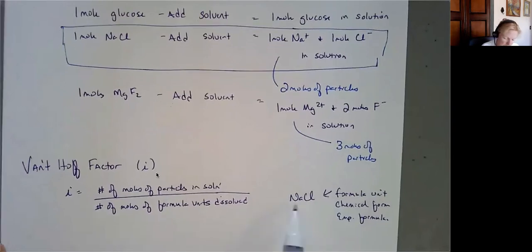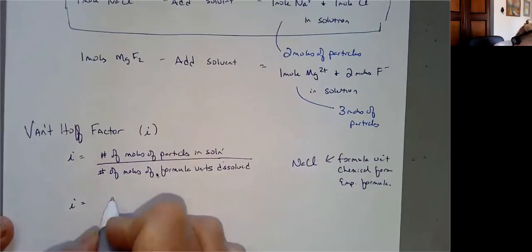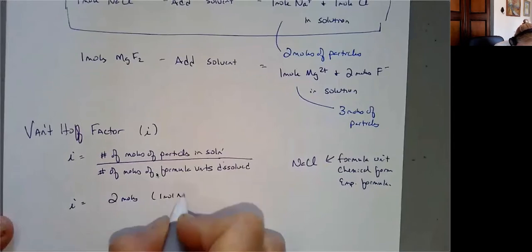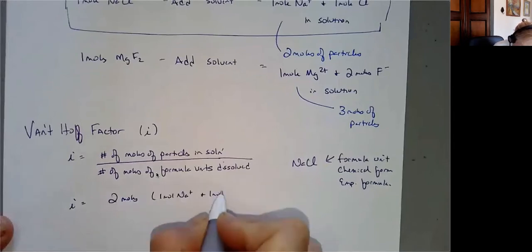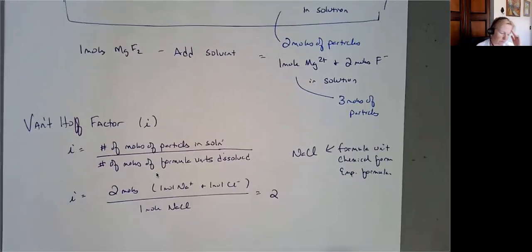So if I take one of these, I'm going to make 2 moles of particles. So for NaCl, I would expect i to be 2, because I have 1 mole of Na and 1 mole of Cl divided by 1 mole of NaCl. That's my formula unit. So I would expect that Van't Hoff factor to be 2. Now we're going to come back to this idea, the Van't Hoff factor, here in a second.